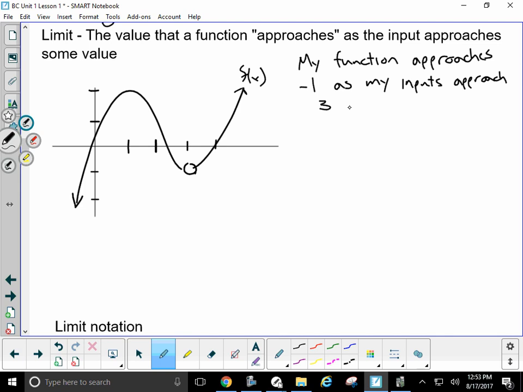Okay, but again, my function value at 3 is undefined. Let's look at 1. Input of 1, my output is 2. I can also say, if I looked at 0.999 and 1.001, that my function values would be getting close to 2 as well. So I can say my function approaches 2 as my inputs approach 1, and I can also say that in this case, f of 1 equals 2.